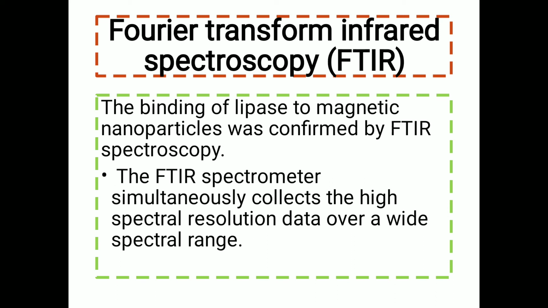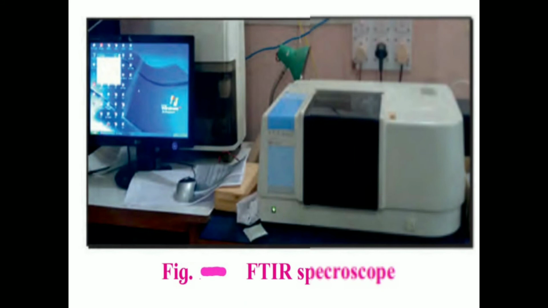Next is Fourier transform infrared spectroscopy. The binding of lipids to magnetic nanoparticles was confirmed by FTIR spectroscopy. The FTIR spectrometer simultaneously collects high spectral resolution data over a wide spectral range. This is the FTIR spectroscope.